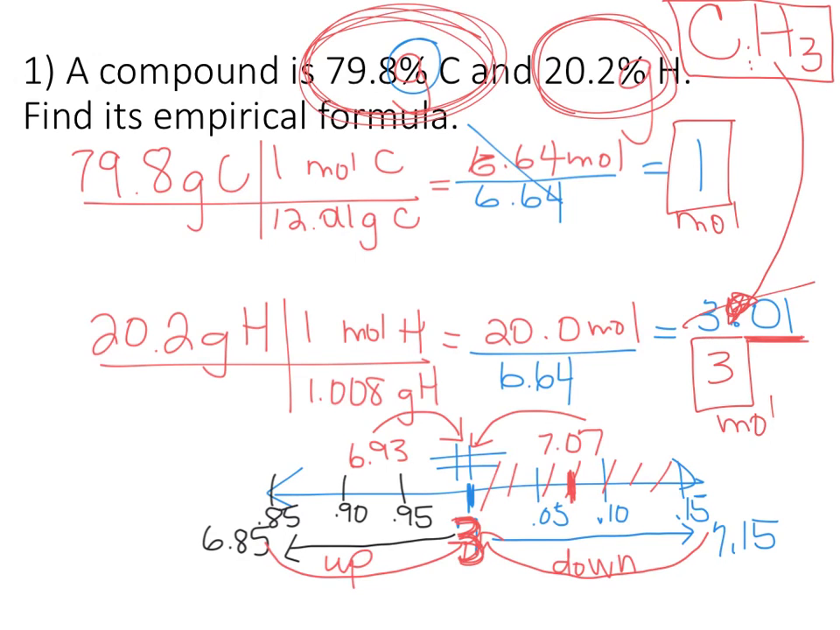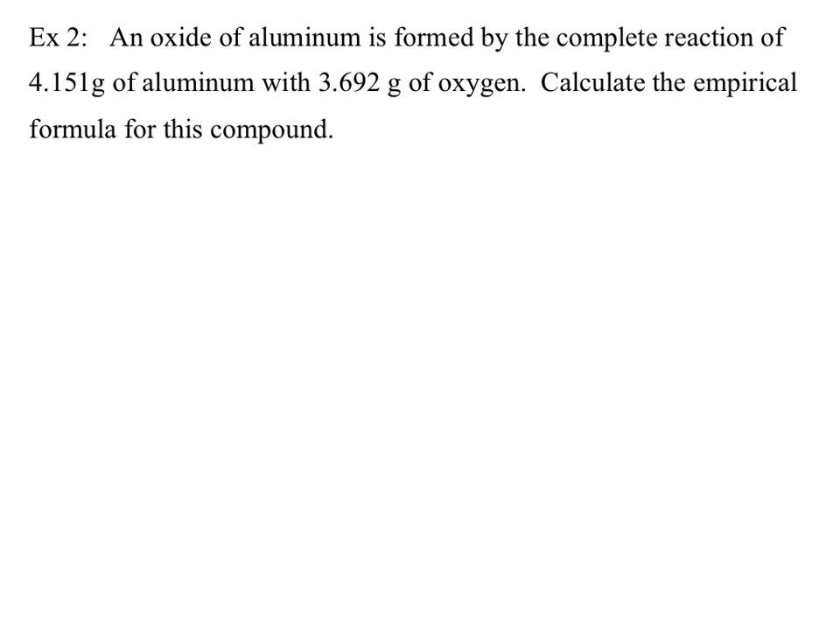It's not that it's hard, it's just that there's a lot of steps. And if you forget this step here where you divide by the lowest moles, then it's a train wreck and it's really hard to figure out. Let's try another one. All right, our second example is a little bit different.